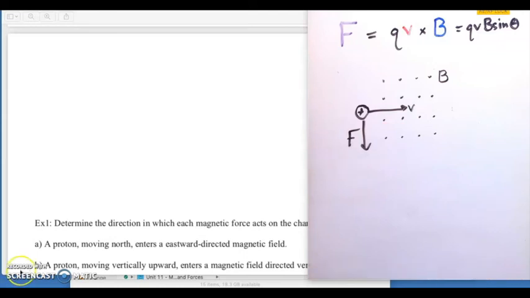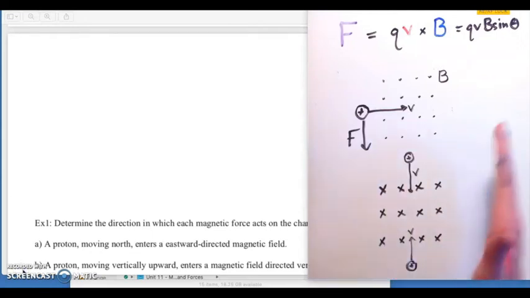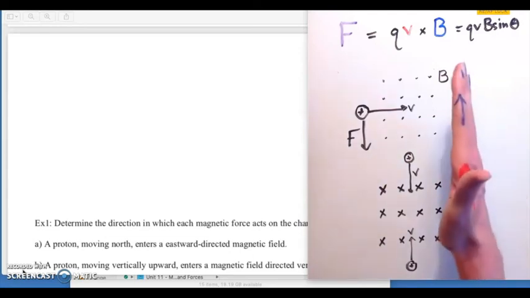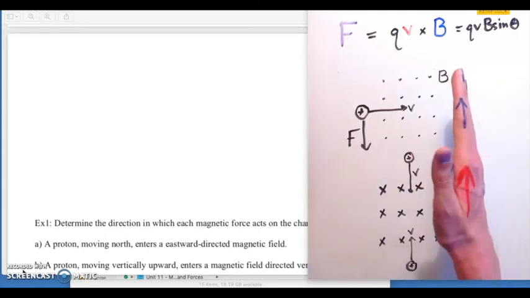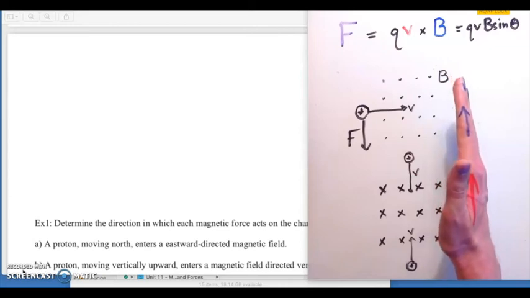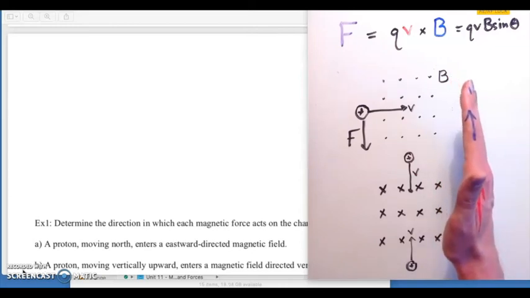Well, what about if the field had been in some other direction? Let's do a different problem. What the heck? Let's do two problems in one. So I've got a velocity that's up the page. There, see, up the page. The magnetic field, X's are away, so that would be into the page.